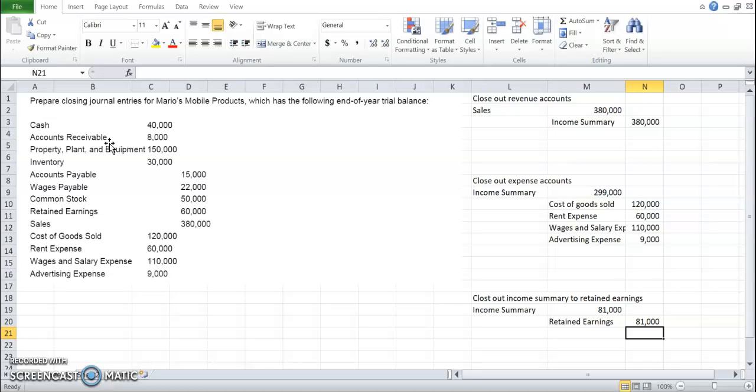But just one more time, the steps are: close out revenue accounts, close out expense accounts, close out income summary to retained earnings. Revenues get closed out with debits, expenses get closed out with credits, and then the difference is the income summary. It could either be a debit or a credit. It's going to be a debit to income summary if your revenues are more than your expenses, and it's going to be a credit if your expenses are more than your revenues. So that's how this problem works.